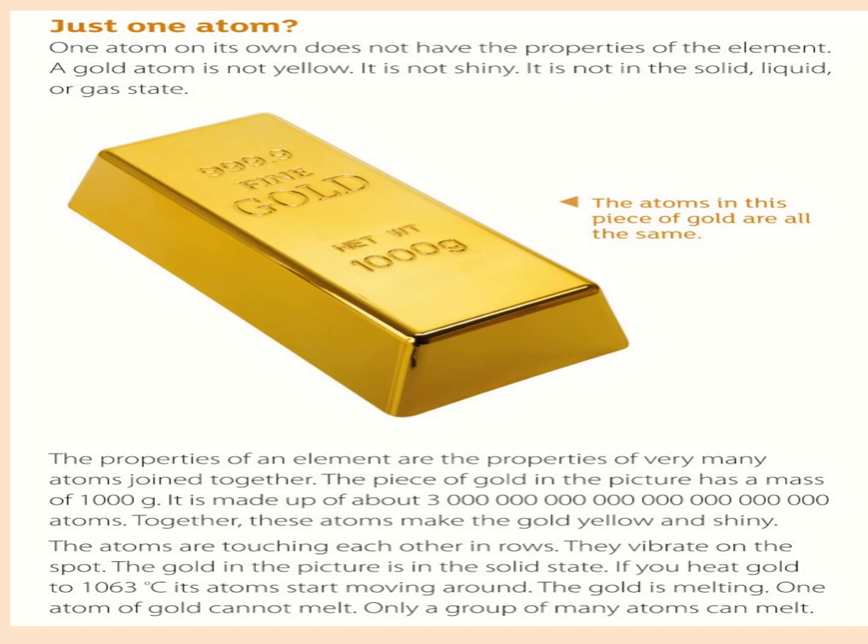So one atom on its own does not have the properties of the element. A gold atom is not yellow, it's not shiny, it's not solid or liquid or gas. It is just an atom on its own. In this picture here, this piece of gold has a mass of 1,000 grams. It is made up of this many atoms. I'm not going to attempt to explain what number that is. So a huge number of atoms need to be grouped together in order for an element to show off its physical properties.